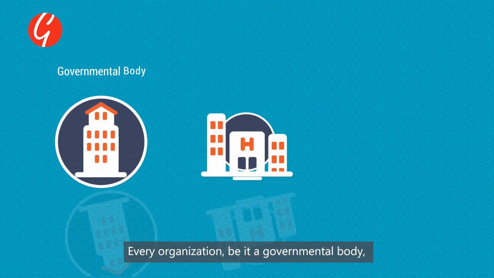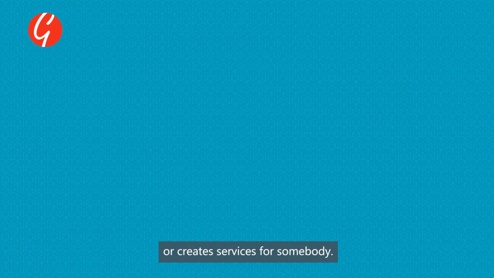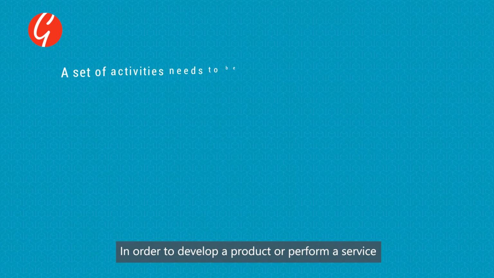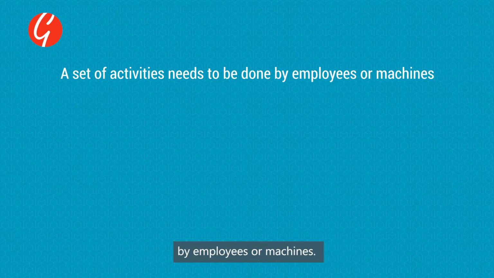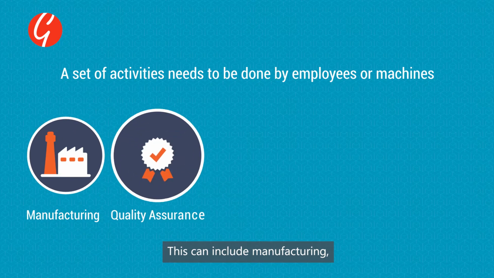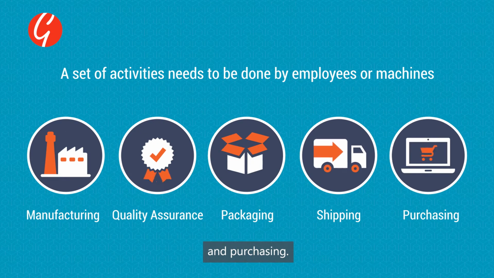Every organisation, be it a governmental body, non-profit or enterprise, produces something or creates services for somebody. In order to develop a product or perform a service, a set of activities needs to be undertaken by employees or machines. This can include manufacturing, quality assurance, packaging, shipping, and purchasing.